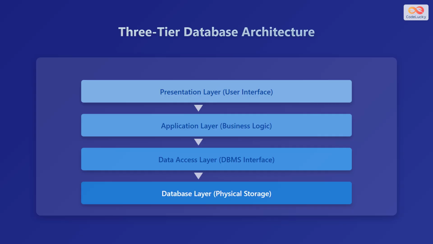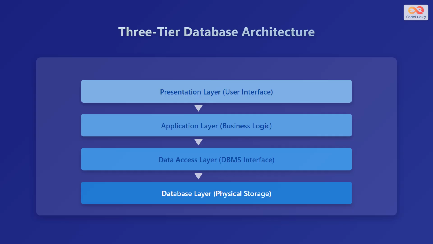The three-tier database architecture is a common design pattern for database systems. It consists of 4 layers. At the top is the presentation layer, which is essentially the user interface. This is what the users interact with directly.